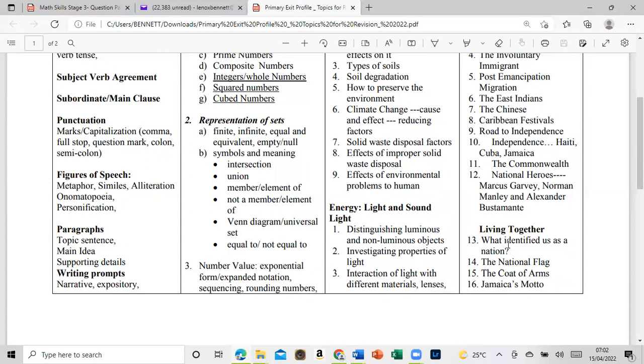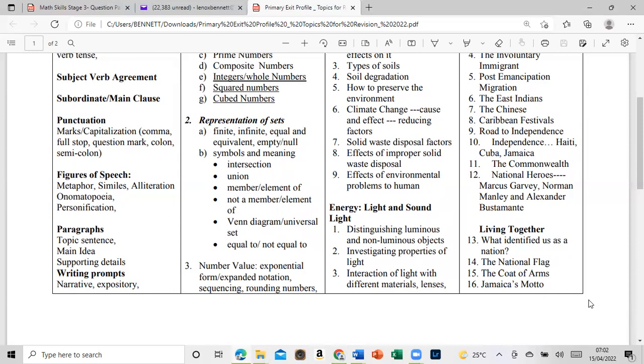You must know symbols and meaning of intersection, union, member of, element, and not a member, and so forth. Venn diagram, they must be able to draw the Venn diagram. I've gone through that with my students. Honestly, I've been through everything, so let me just not talk about my students. I'm really feeling confident since I've seen this.